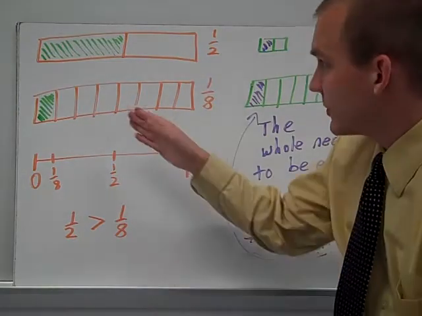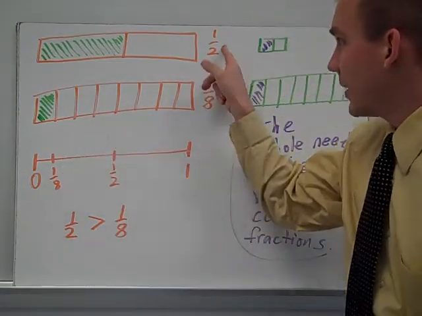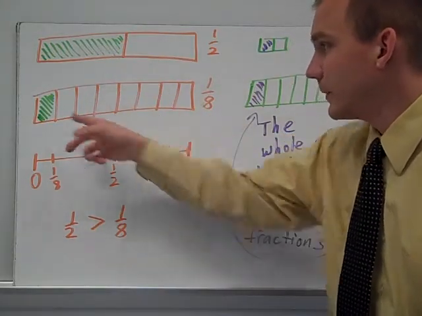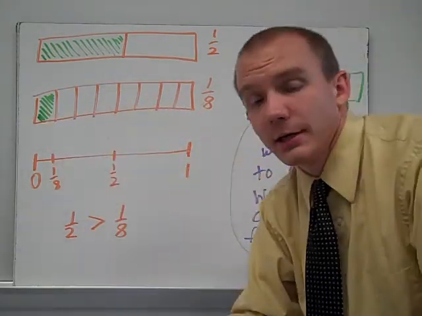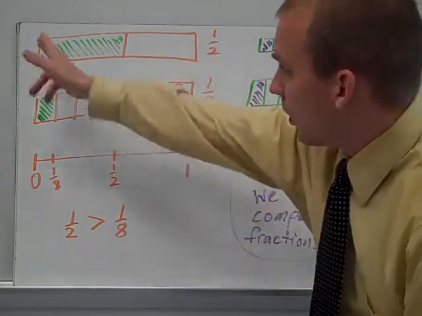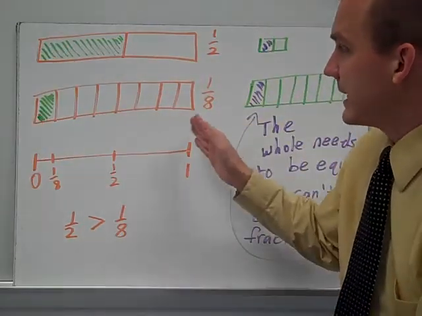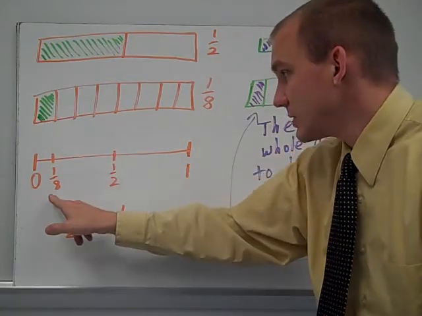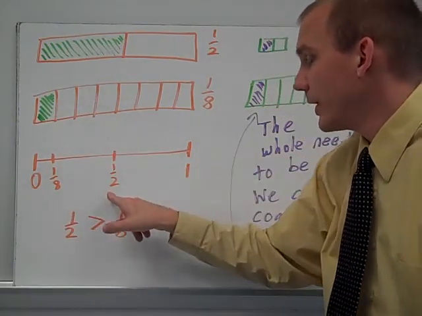Alright, so the first fraction I have up here is 1/2. You have 2 equal parts, one of them is shaded in, and 1/8. 8 equal parts, one is shaded in. I want to point out that the wholes are designed to be exactly the same. So you're kind of going from 0 to 1. This is where 1/8 would fall, and this is where 1/2 would fall.